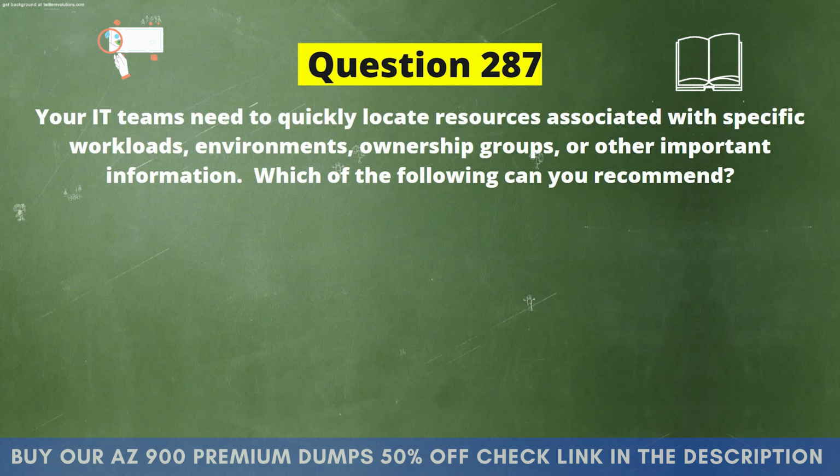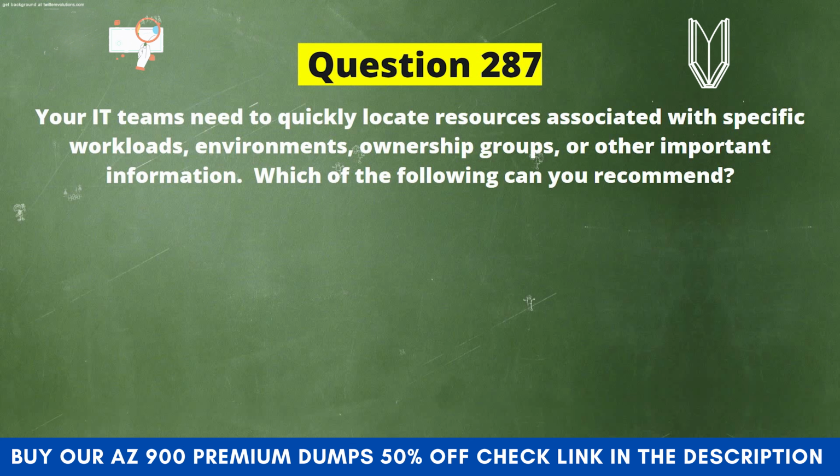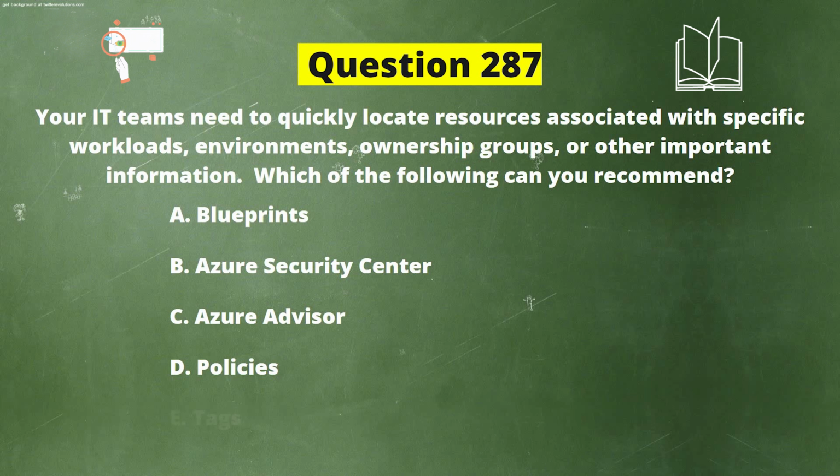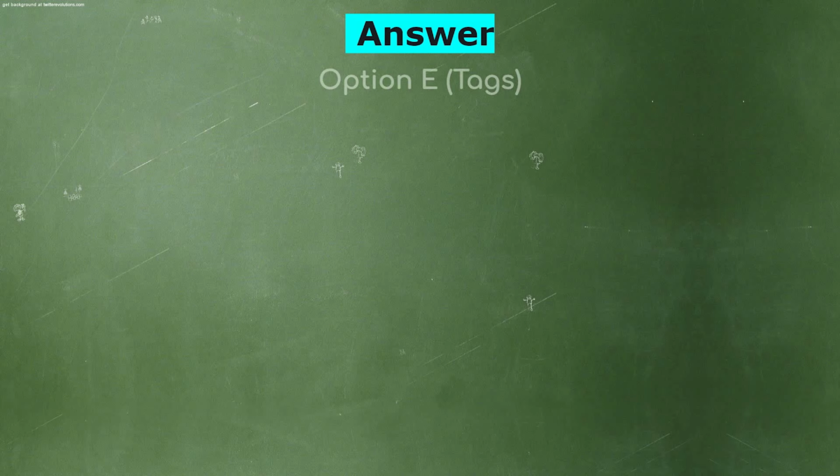Question 287. Your IT teams need to quickly locate resources associated with specific workloads, environments, ownership groups, or other important information. Which of the following can you recommend? And the options are A. Blueprints, B. Azure Security Center, C. Azure Advisor, D. Policies, E. Tags. And the correct answer is option E. Tags.